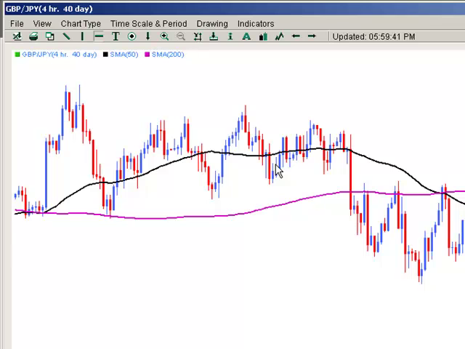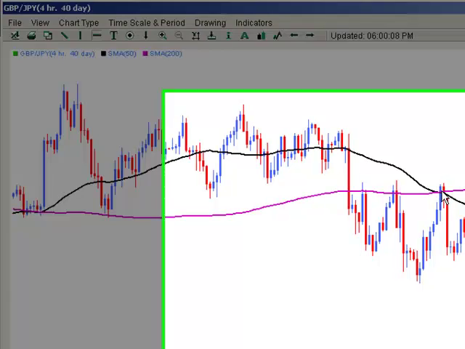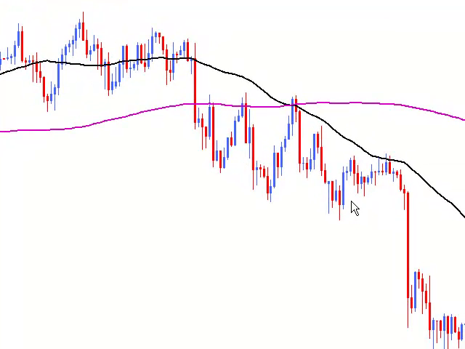Here's pound yen. Here's probably the ideal situation, I would say, when you've got the cross and the pair rallies back up and collides with both moving averages. I think that offers you your greatest risk reward scenario. Will you get that every time? No, because when the trade is moving and the momentum is moving, many times you won't get a pair that moves all the way up back to the cross and then heads lower.